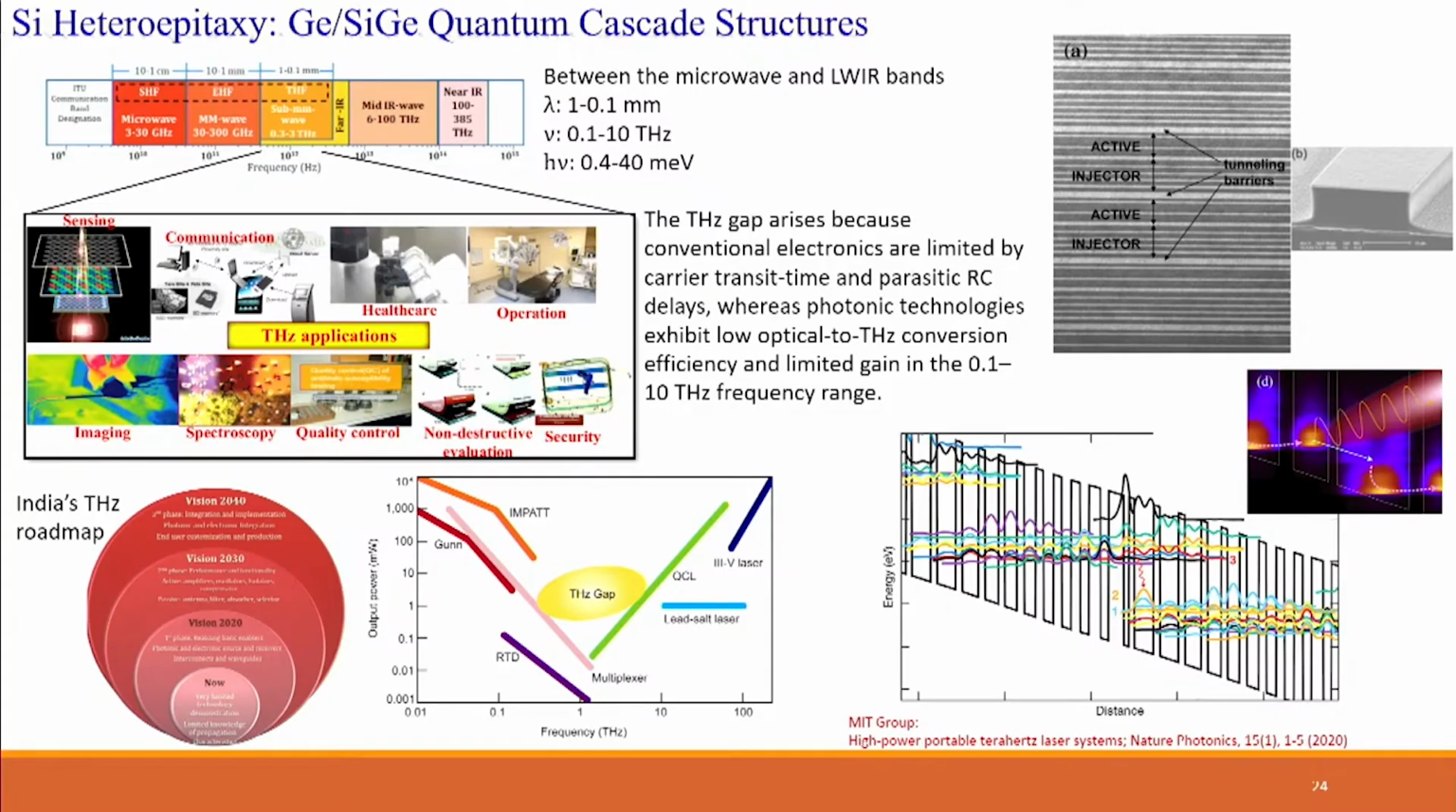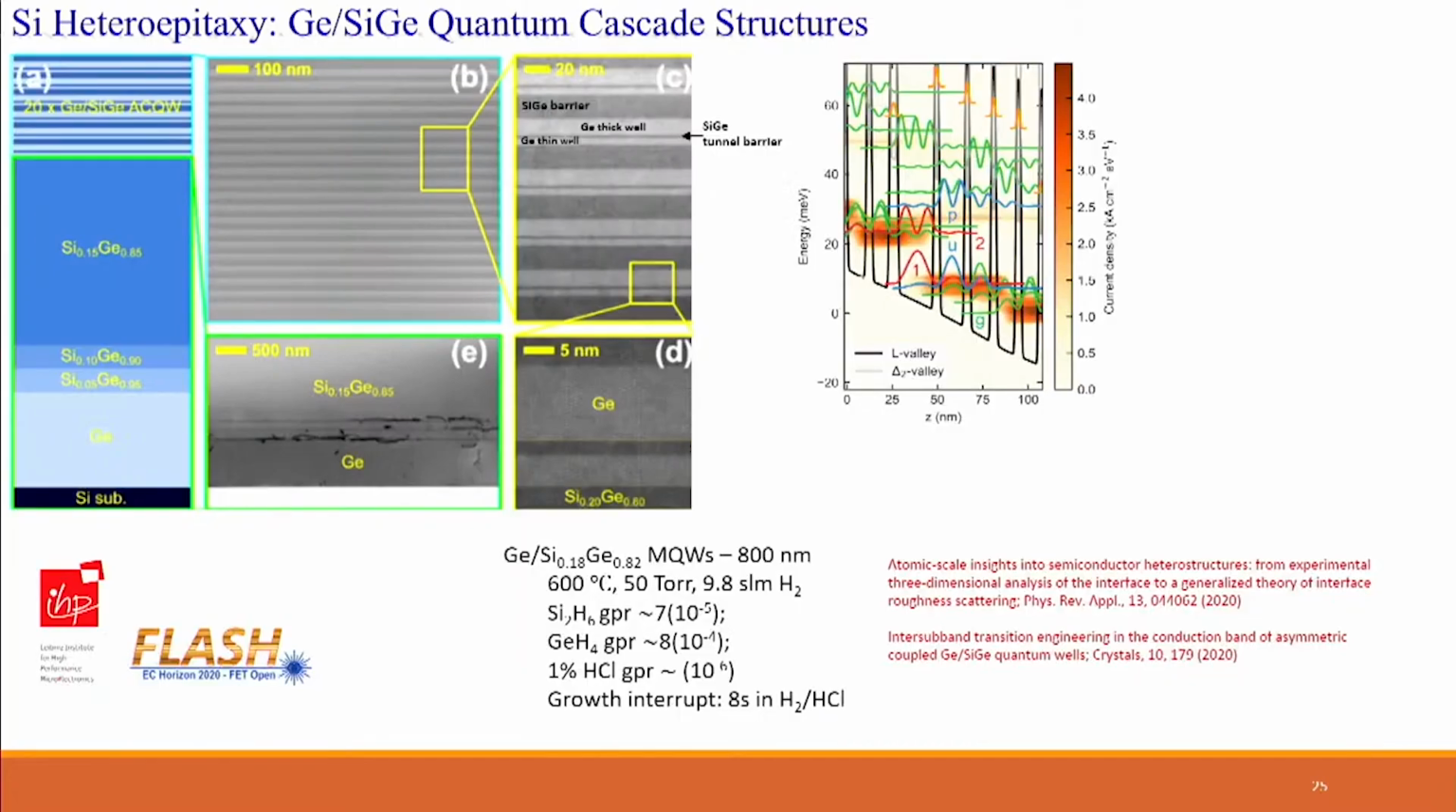The problem with GaAs/AlGaAs is this is a polar semiconductor. The lifetime of an electron in that upper lasing level is determined by electron-phonon scattering. That's why with GaAs/AlGaAs QCLs, it's very hard to make them operate at room temperature. They are usually Peltier cooled. We tried a structure for this FLASH European project based on germanium, silicon germanium QCLs.